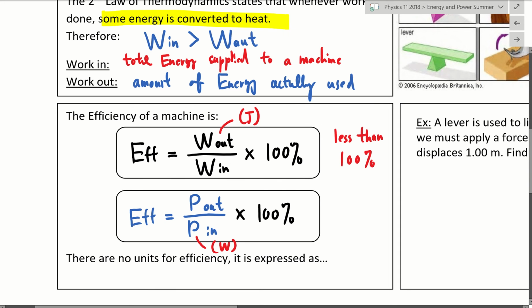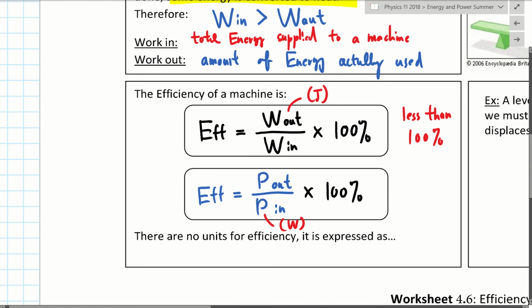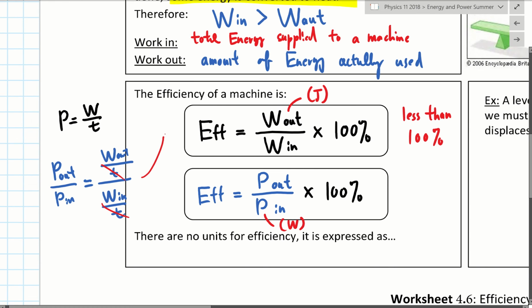So whichever way you do it is exactly the same. You get the same answer no matter what. The reason is that power is just equal to work done over time, right? So power out over power in is the same thing as work done out over time divided by work in over time, and the time will simply cancel out. So you get exactly the same equation again.